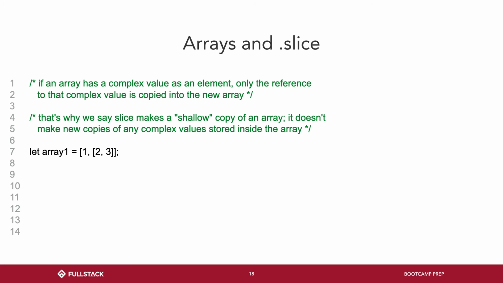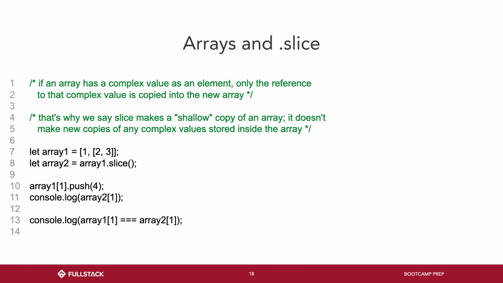Let array 1 equal 1, 2, 3. Let array 2. Array 1 at 1 dot push 4. Console.log array 2 at 1. Console.log array 1 at 1 is triple equal to array 2 at 1, like you just said. True. And you see that when you console.log the first index in array 2, we have 2, 3, 4, even though we pushed 4 into array 1 at 1. Because those two things are the same.